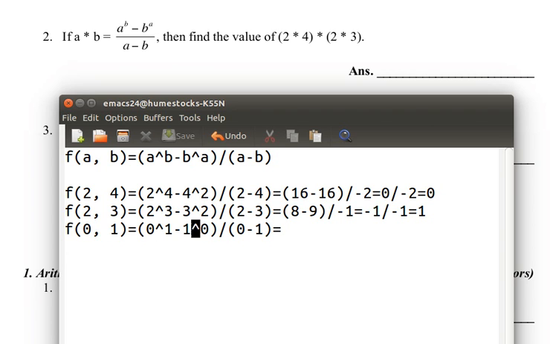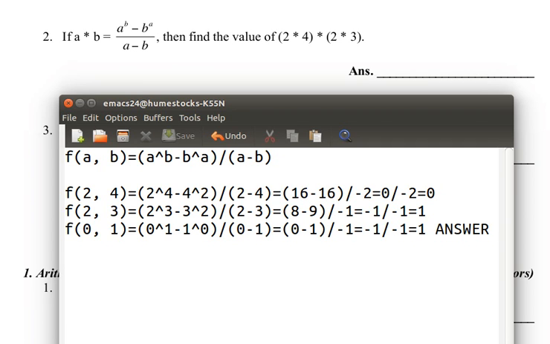Okay. So 0 to the 1 is 0. 1 to the 0 is 1. And 0 minus 1 is negative 1. 0 minus 1 is negative 1, divided by negative 1. Negative 1 divided by negative 1 is 1. And that is our answer.